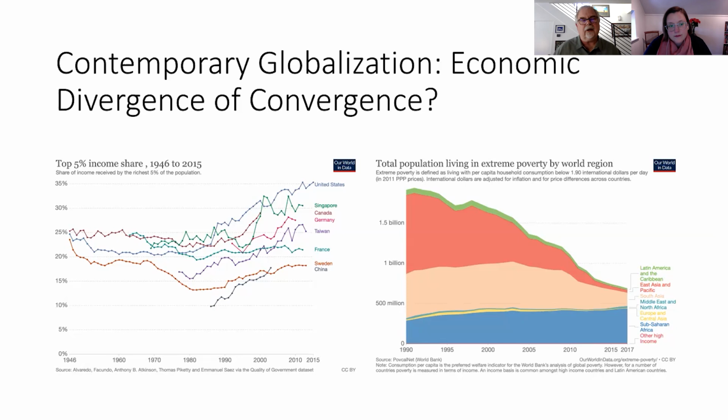this is the percentage of the economy's wealth that's owned by the top richest 5% of the population. And you can see a very clear trend there in all these different countries, the top 5% of income earners are increasingly owning a greater percentage of the nation's wealth. And that points to increasing inequality, at least in terms of income, that's come out of globalization.